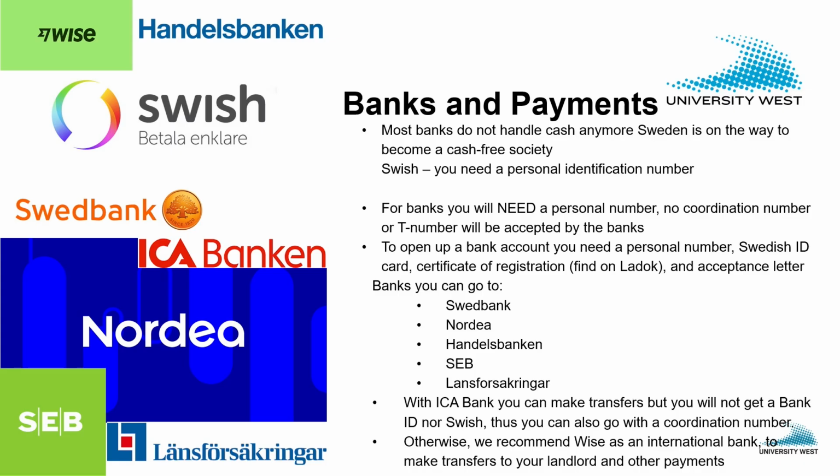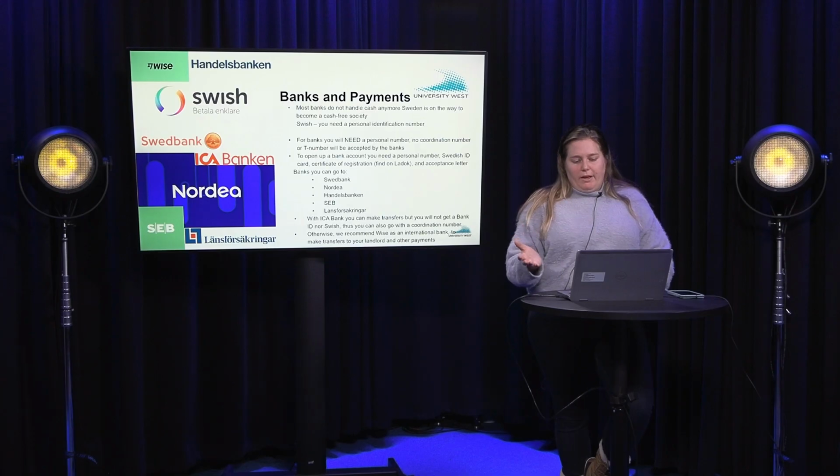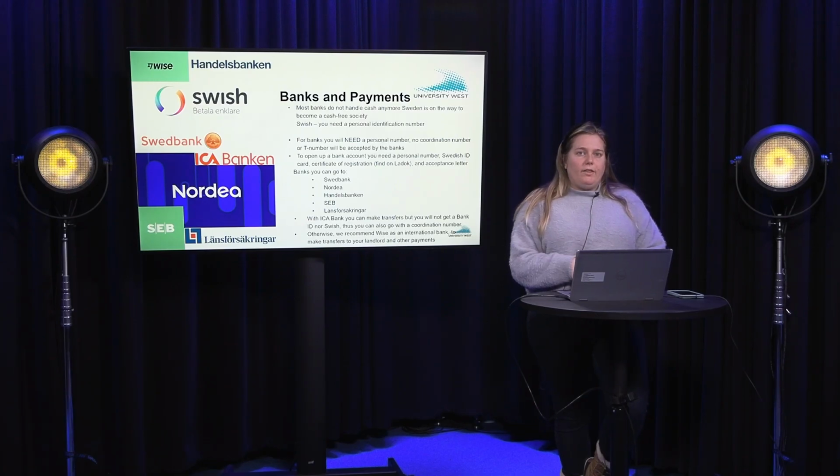Those are digital banks where you can transfer money from your home country into the digital bank. You can get an app on your phone, and that also can come with a card that you can use, and you can also transfer from Wise to other banks. So it's easy. I know some students have done it that way. And then there's also ICA Bank, where you can make transfers, but you will not get a Bank ID or Swish.